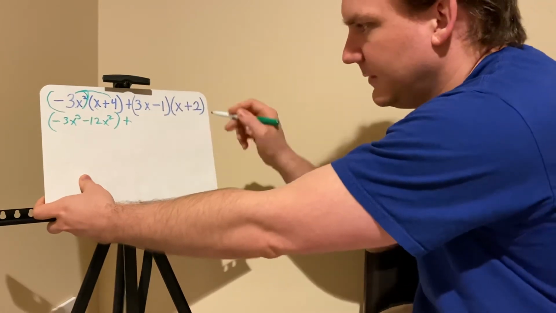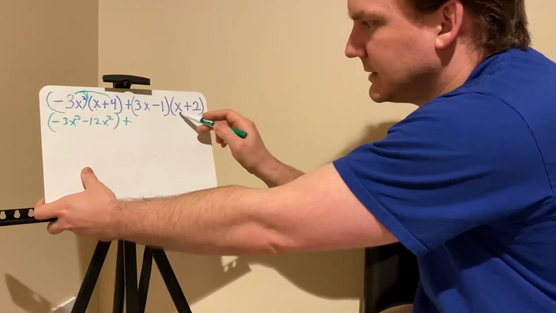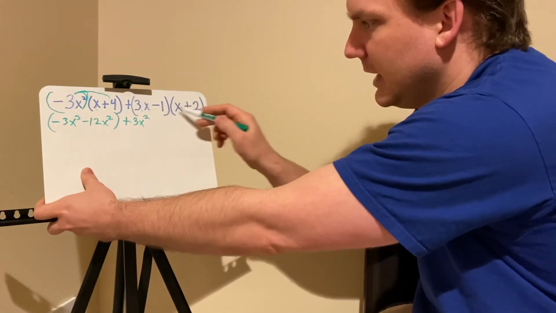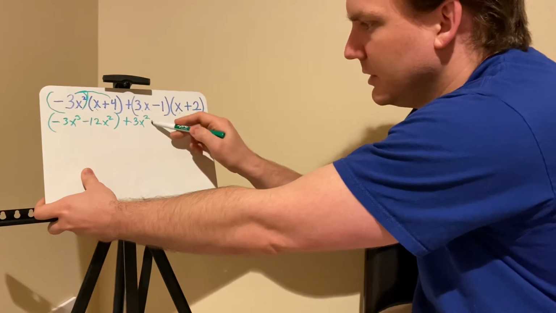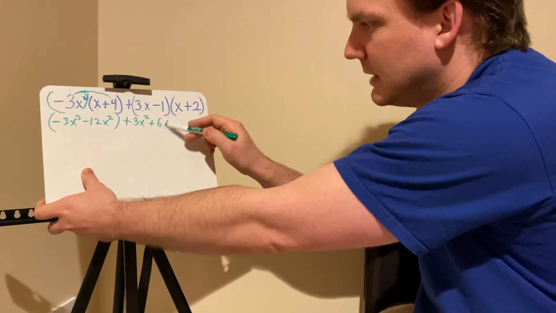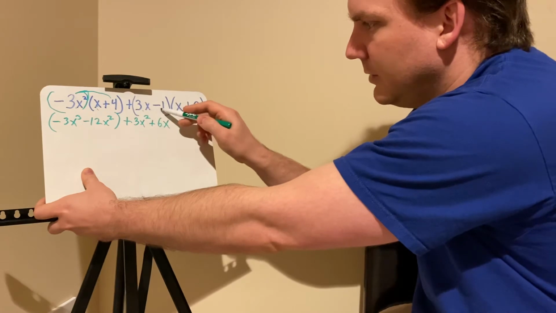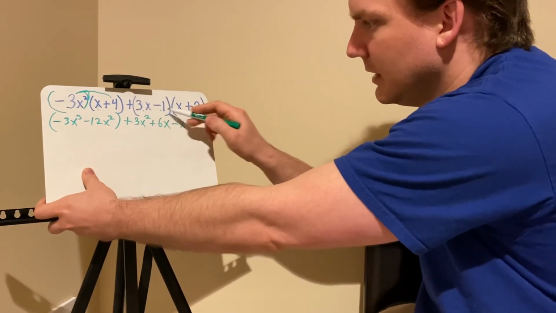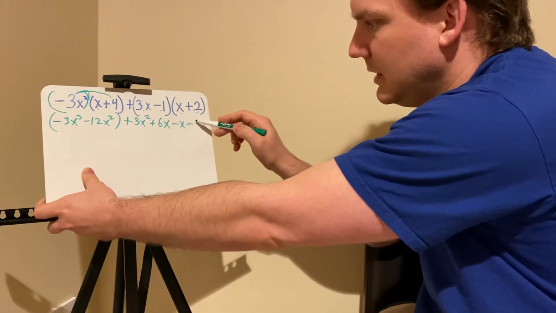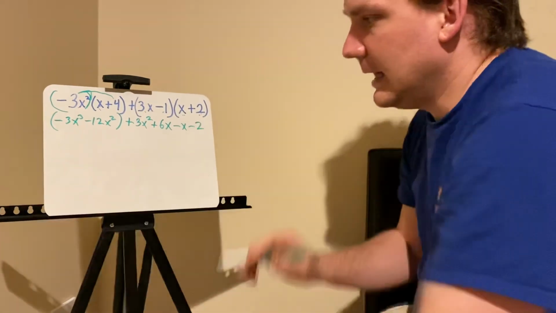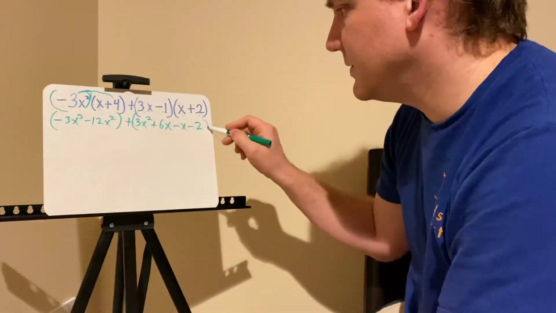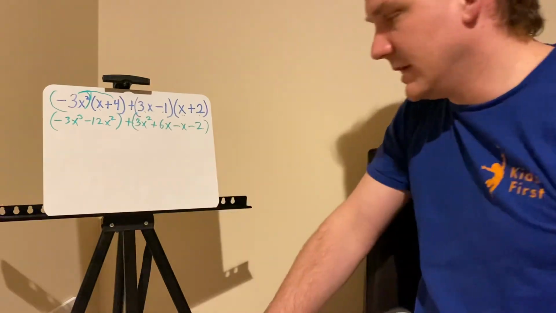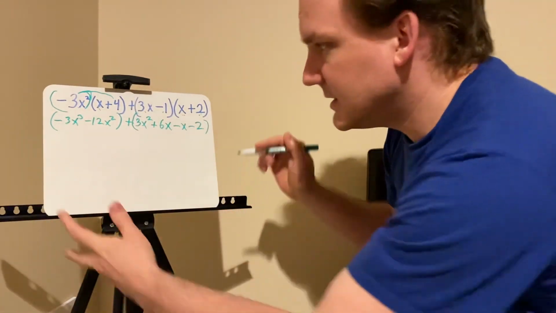Now I can multiply out this side. 3x times x is 3x squared. 3x times 2 is going to be +6x. Now I do -1 times x. That will be -x. Negative 1 times 2. That will be negative 2. Now, I can put the parentheses here, but due to the associative property of addition, since I'm adding these two polynomials together, I can now drop the parentheses and look for like terms.